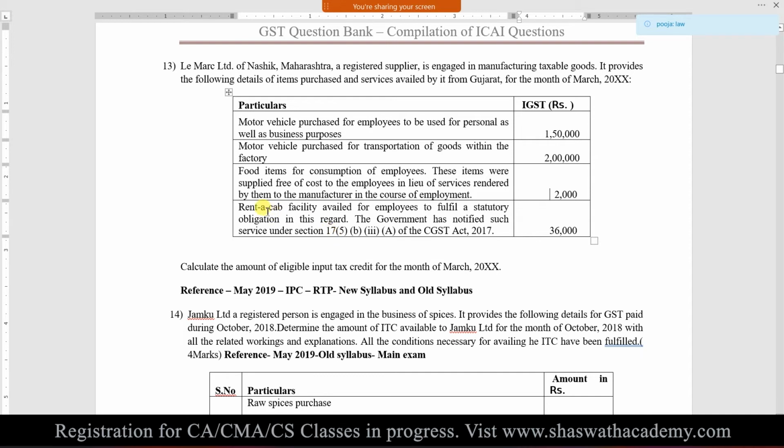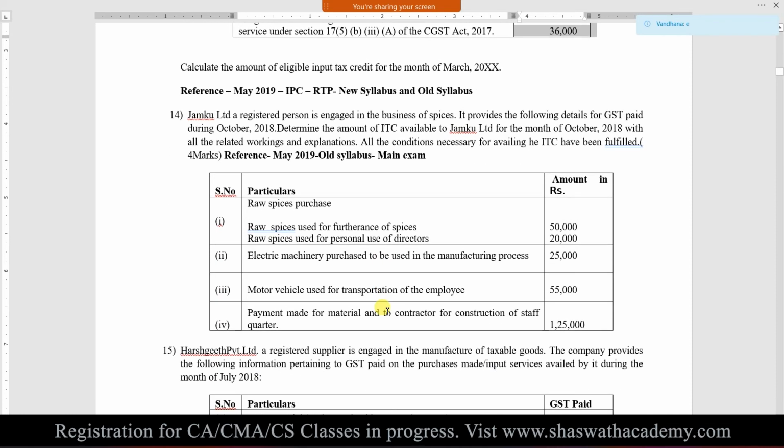So you can write an assumption and you can take the credit as per the law. Rent a cab facility availed for employees to fulfill statutory obligation. My dear, eligible or ineligible? Eligible. That's it, my dear. Let's go for Jamco Limited and check out.